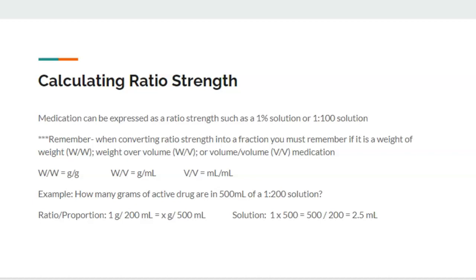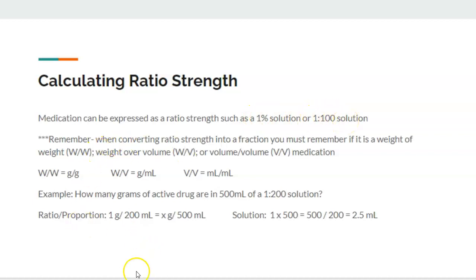Okay, this is part two of calculating parenteral dosing, and we are going to talk about calculating ratio strength. I have covered this already, but I'm going to touch on it because this seems to be one of the more challenging things for pharmacy technician students to understand. Medications can be expressed as ratio strengths, which can be a percentage or a ratio.